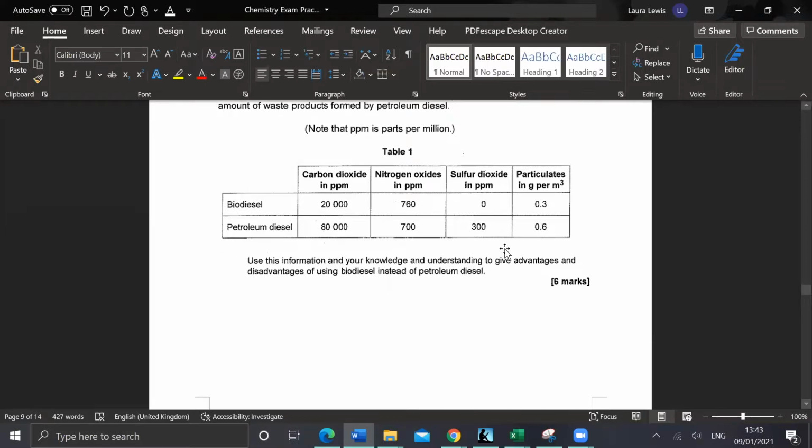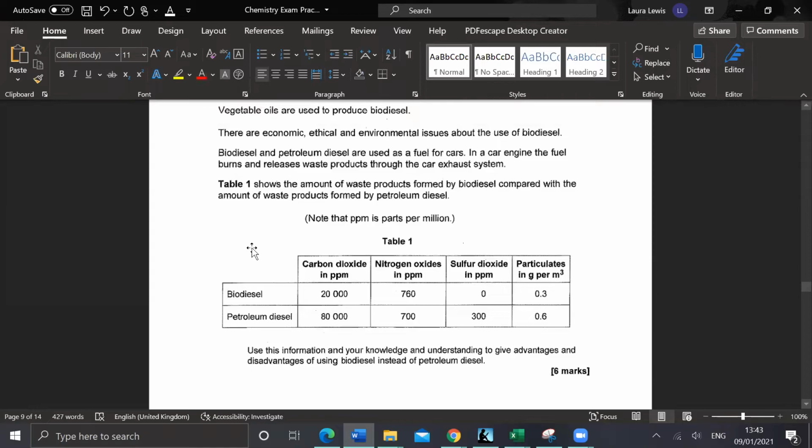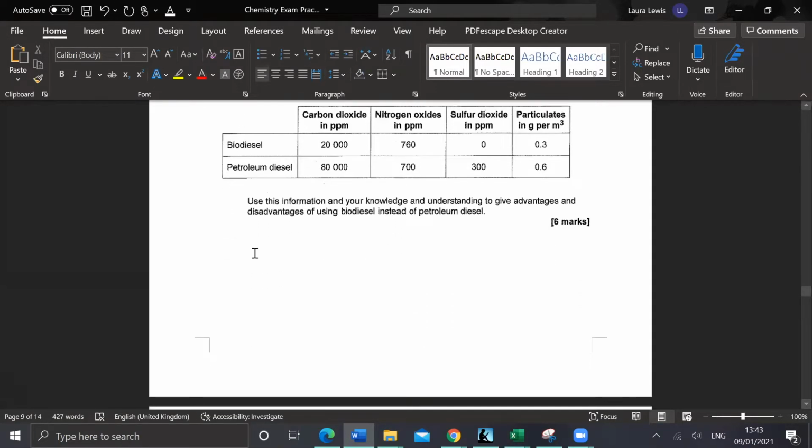So let's look at what it's asking us. Use this information and your knowledge to give advantages and disadvantages of using biodiesel instead of petroleum diesel. So let's think about the advantages and disadvantages. Let's look at advantages first. So advantages of biodiesel.